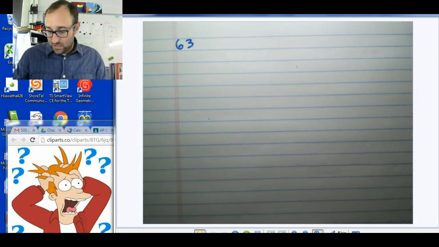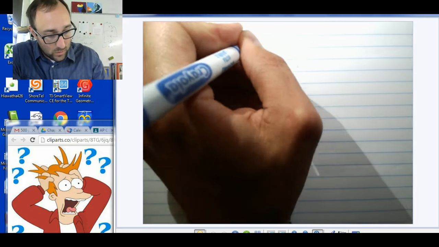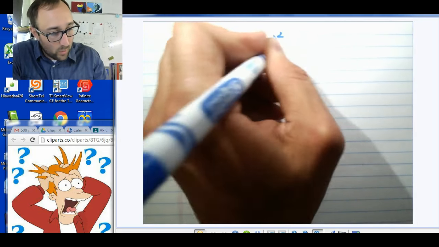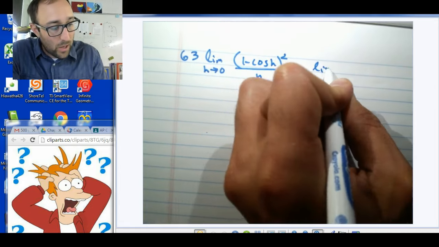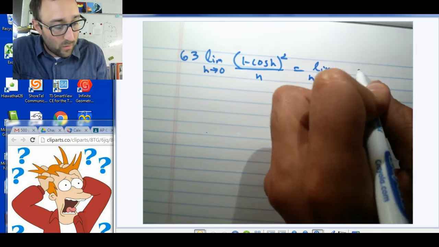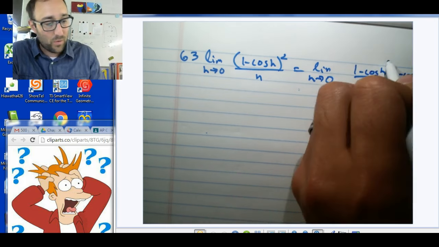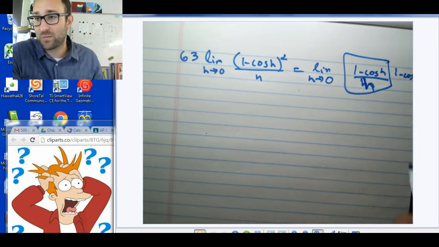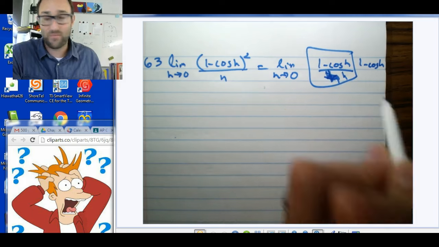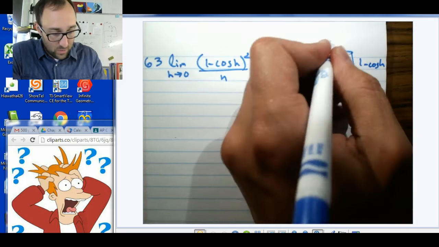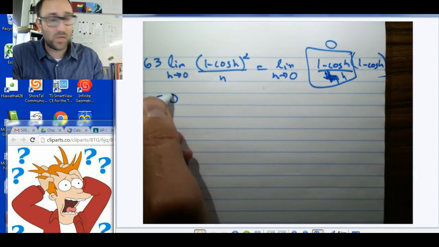Now for number 63, the limit as h approaches 0 of (1 minus cosine h) squared over h. All we're really going to do is the same thing. We're going to split this up to be the limit as h approaches 0 of (1 minus cosine h) over h, times (1 minus cosine h). This part is another special limit. Sorry, that's a terrible looking h. We're just going to say that's an h. So this whole thing you know is going to equal 0. So it's going to be 0 times something, and the limit is going to equal 0.